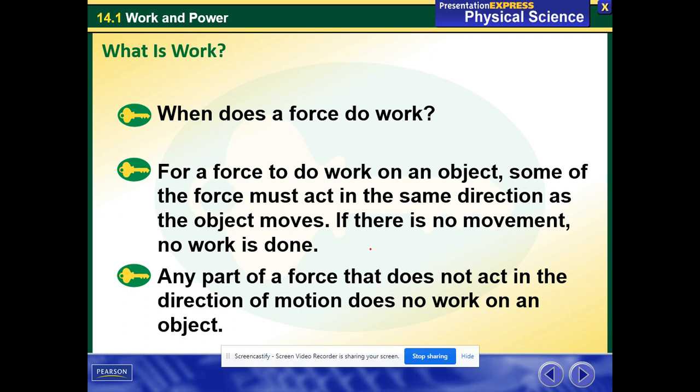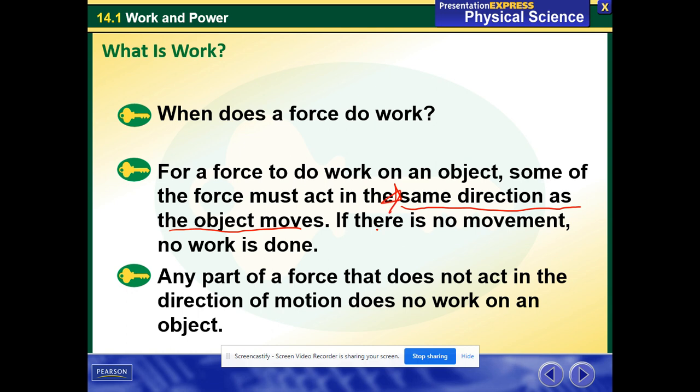So when is work done? Or our key question here is asking, when does a force do work? Well, there's specific criteria that has to be met. The first has to do with the direction that force is being applied. In order for a force to do work, that force must be applied in the same direction that the object moves. And this is a very key point.